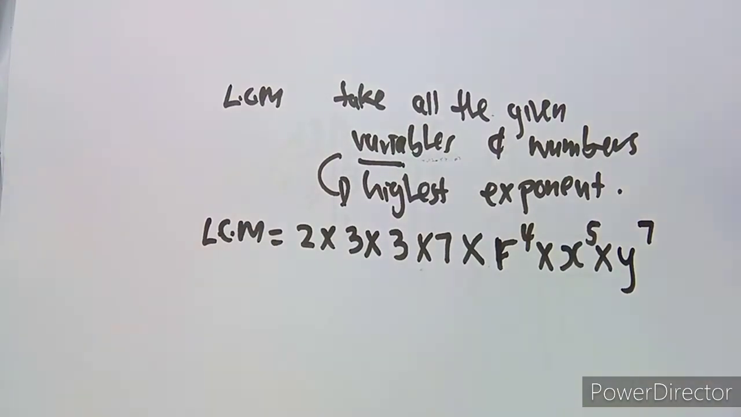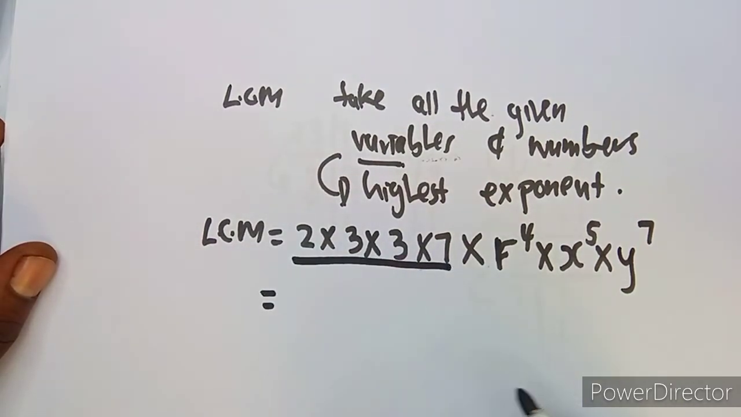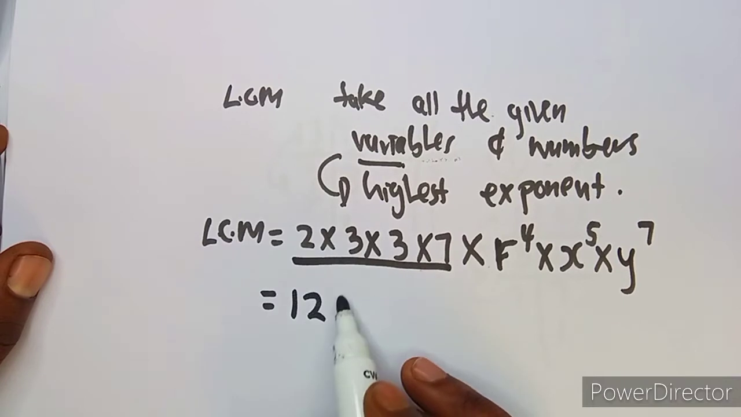Alright, so at this stage you are left with nothing but to simplify. How am I going to simplify? That is the question that someone is asking now. How am I going to simplify this? Okay, so what you're going to do is to multiply these numbers together. 2 times 3 times 3 times 7, which is going to give you something like 126.